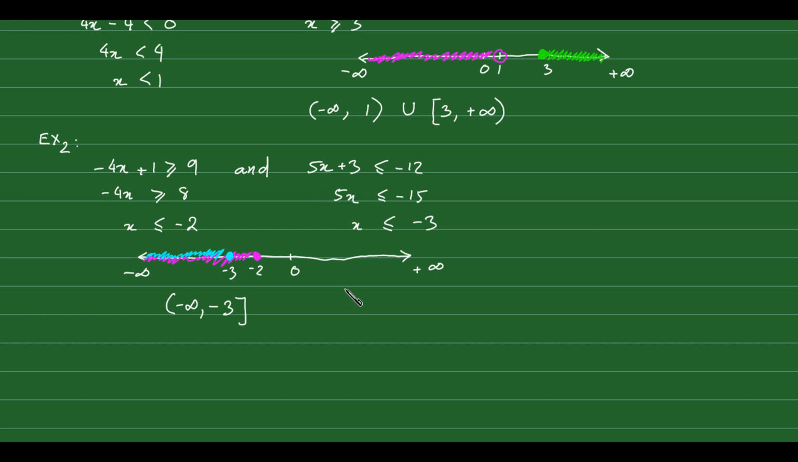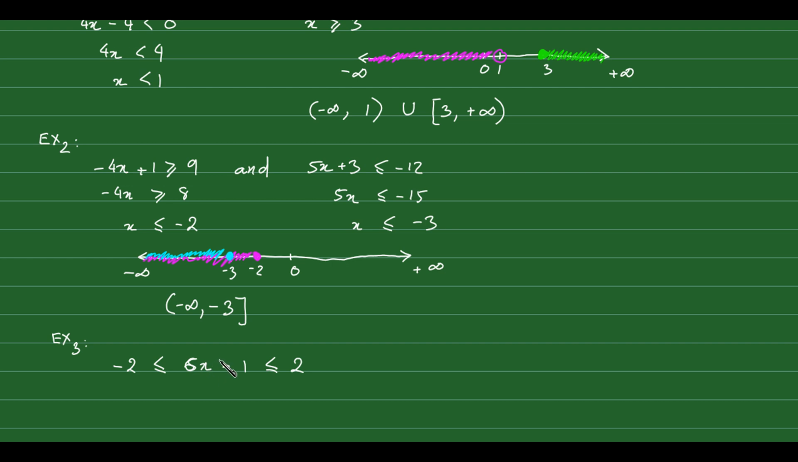All right. And there's another type of compound inequality I want to introduce to you. For example, I have negative 2 less than or equal to 6x minus 1, less than or equal to, okay. Alright, so this is another type of compound inequality.